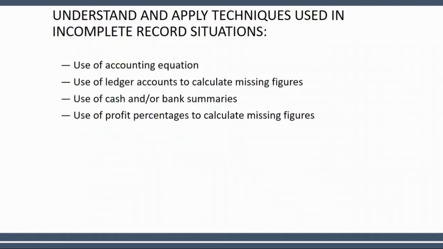Understand and apply techniques used in incomplete record situations. How do we calculate it? We say use of the accounting equation. I am going to show you in the next slides. If you remember your accounting equation, assets is equal to capital plus liabilities, and then use of ledger accounts to calculate missing figures. Sometimes we have your ledger balances for the purchase ledger or sales ledger or receivable ledger, etc.